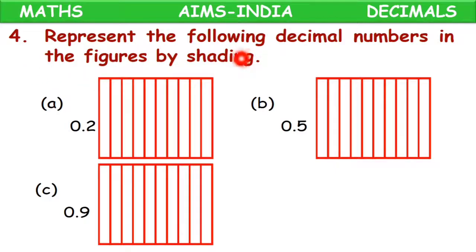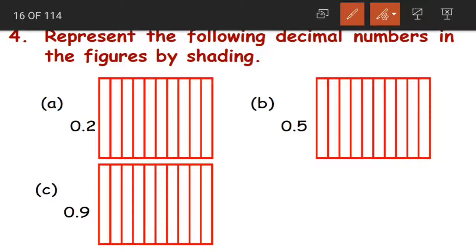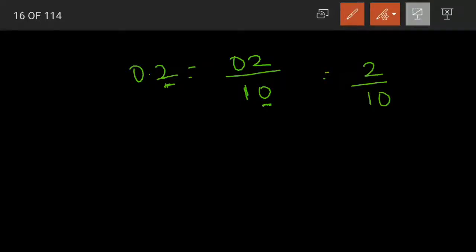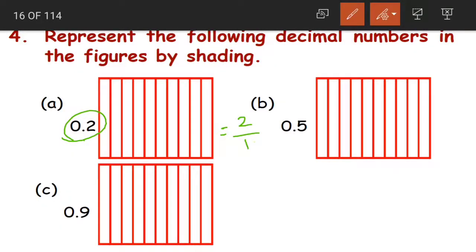Next, represent the following decimal numbers in the figures by shading. Coming to the first one, 0.2. Again children, how will we write the fraction? 0.2 divided by 10. Why 10? Because we have one decimal place, we place 1 0 here. So 2 by 10 becomes the fraction for this. 2 by 10 means what? We have to shade 2 parts out of the given 10 parts.